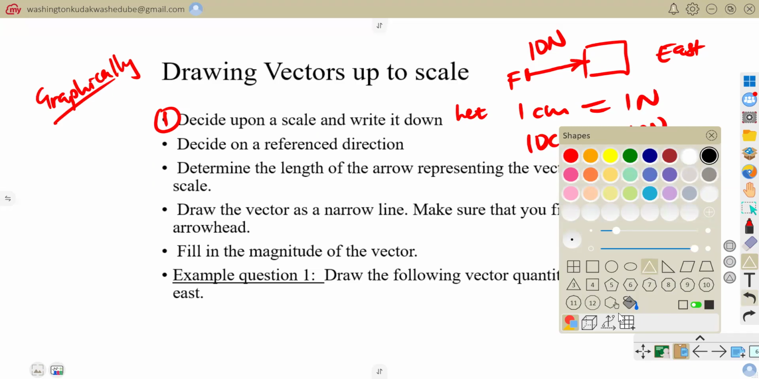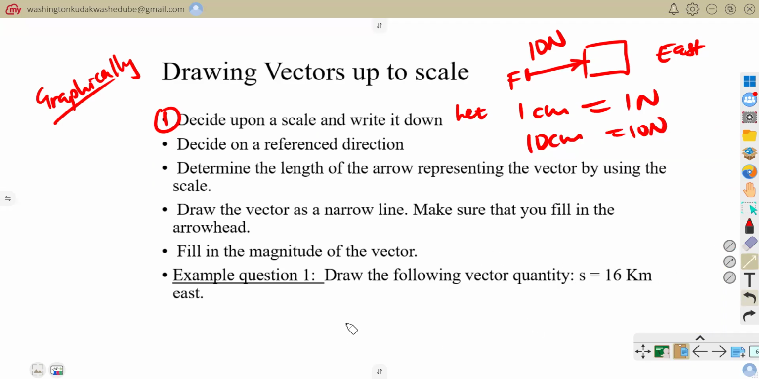So I want to pick a line here. Let me just use this as an example. Let's say I want to represent this vector, and I can see that it's a 10 Newton force directed towards the east, and I've chosen a scale that says let 1 centimeter be equal to 1 Newton. How will I represent this? This is where I would draw my 10 centimeters like this.